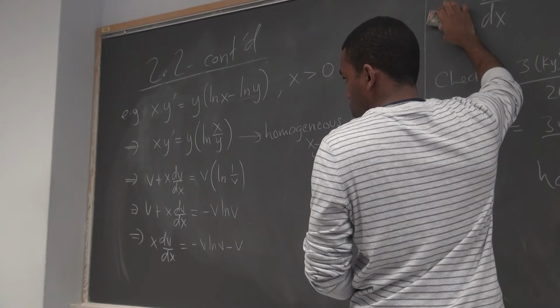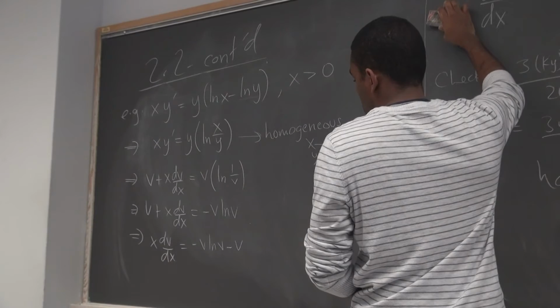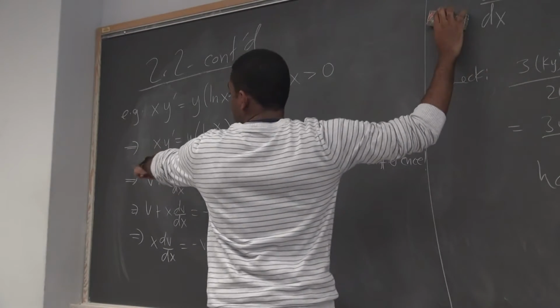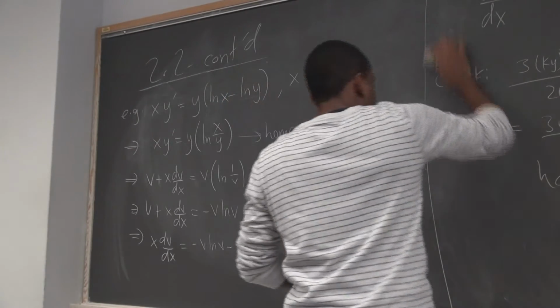Come again? On the left side, there was an x with the y prime. Yes, which turned into 1, right? You divide both sides by x to get that, y over x.